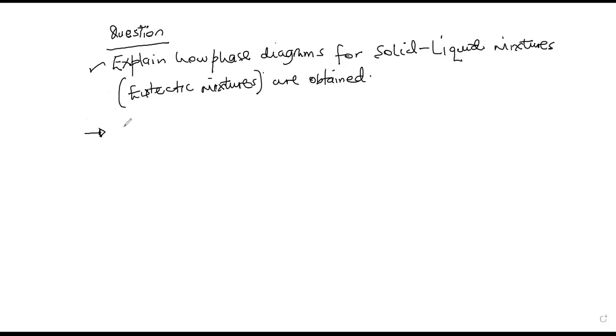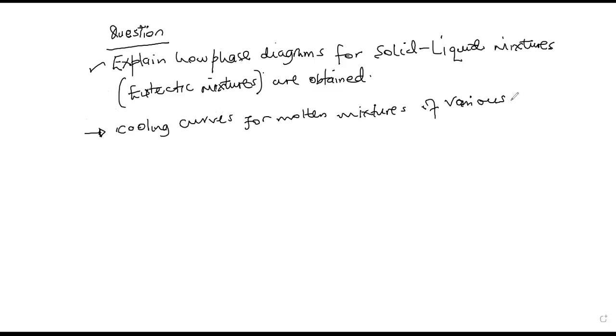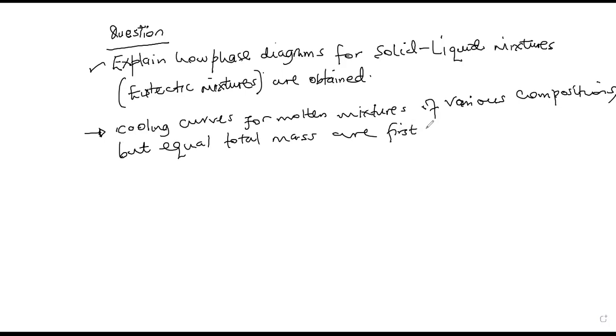When we are to explain how phase diagrams are obtained, we first plot the cooling curves. Various cooling curves for molten mixtures of various compositions, but equal total mass, are first plotted.